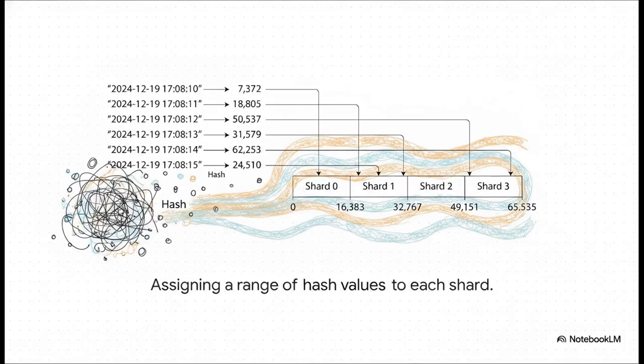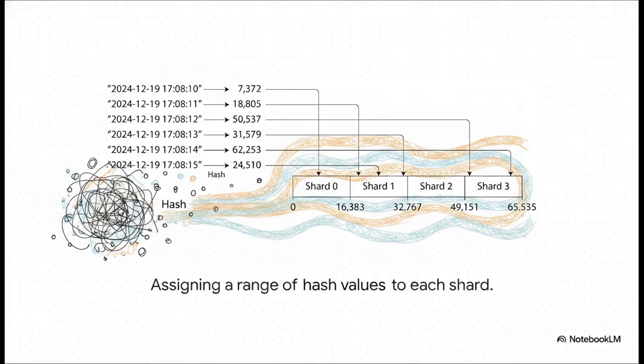So how do we fix that? Well, we turn to hash sharding. Instead of grouping data logically, we run the partition key through a mathematical hash function. Those consecutive timestamps, they get magically transformed into widely scattered, completely random-looking numbers. Then, we just assign a range of these hash values to each shard.